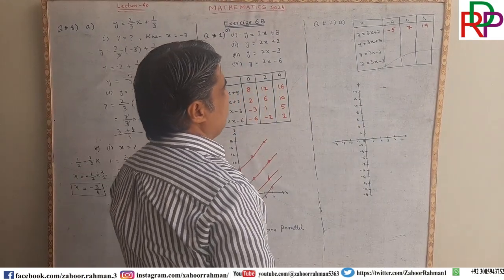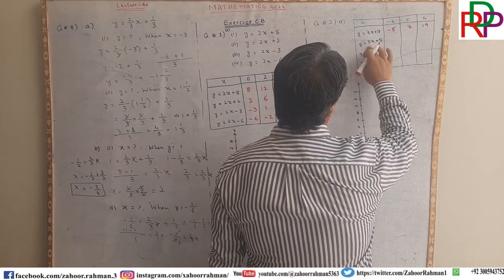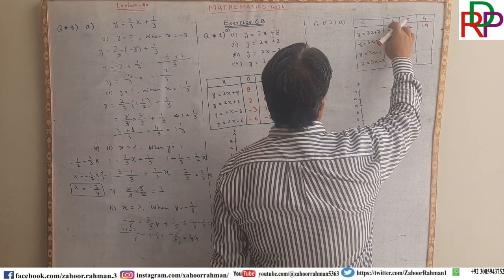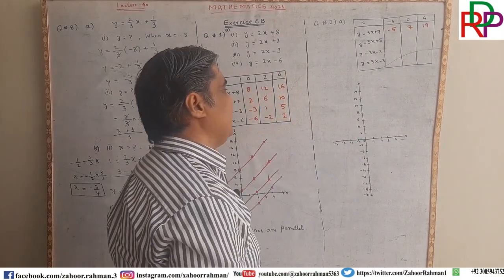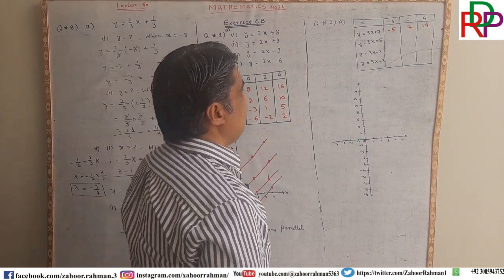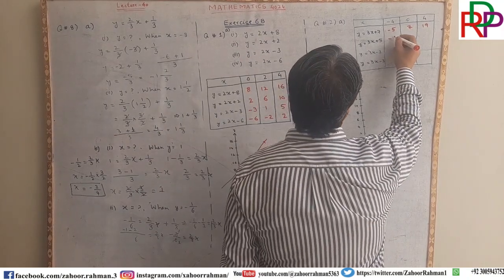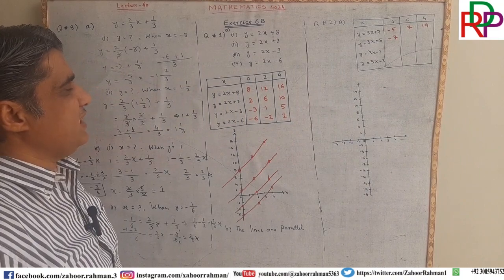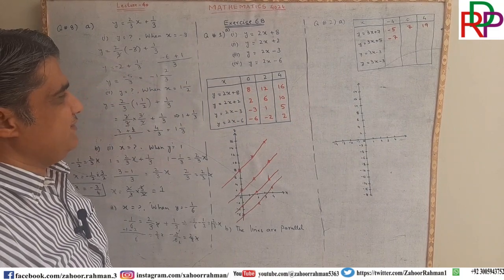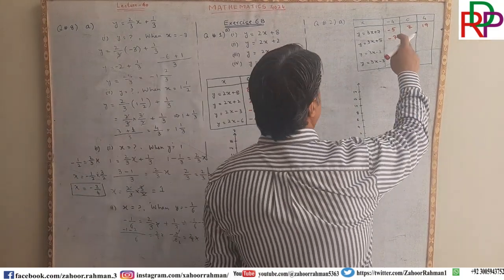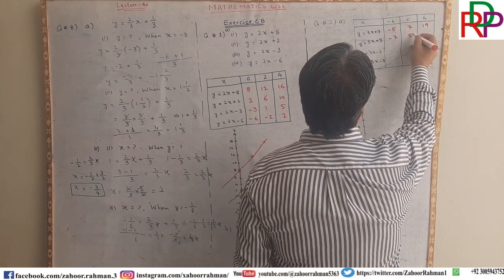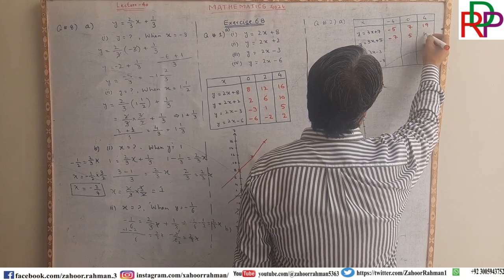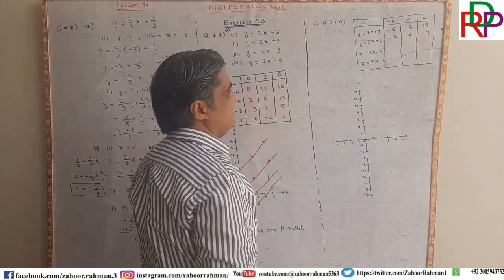Okay, similarly if I am putting this, 5 minus 4 3s are minus 12 plus 5 is minus 7. For 0, that will be 5. 3 fours are 12, 12 and 5 that will be 17.